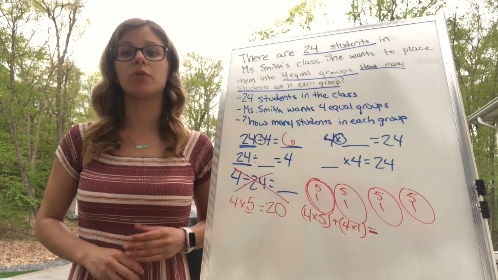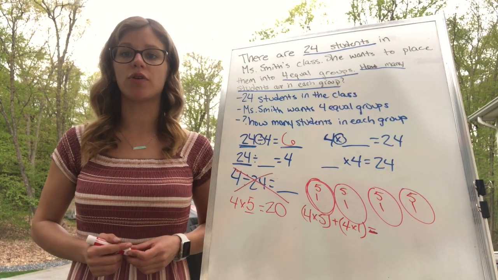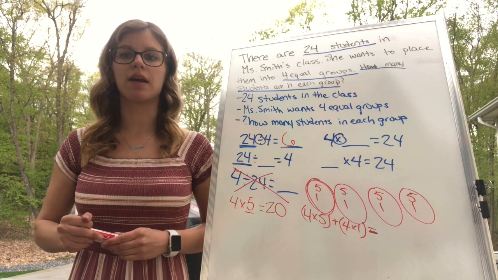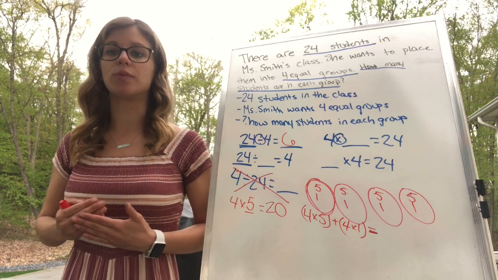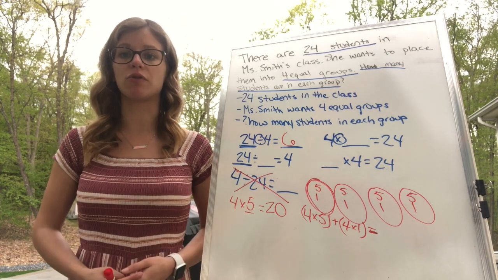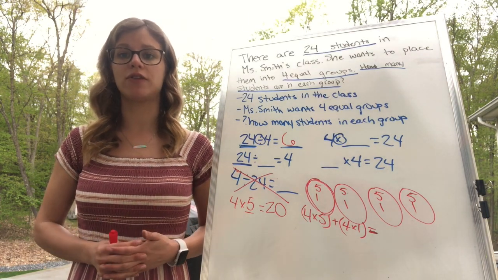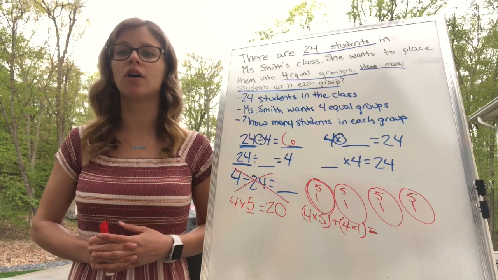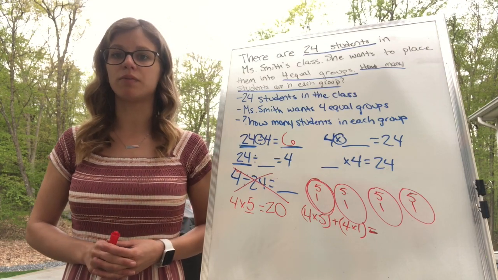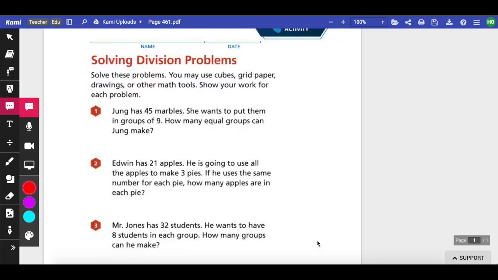You're going to be continuing to solve more multiplication and division problems, and I want you to be thinking and keeping in mind, how can I use multiplication and how can I use division to represent these problems? What I'm going to do now is pull up your have to, which is page 461, which is all about solving division problems. Here's your have to for today, which is page 461. Solving division problems. So your directions are to solve these problems, and you may use cubes, grid paper, drawings, or other math tools. You need to make sure to show your work for every problem.